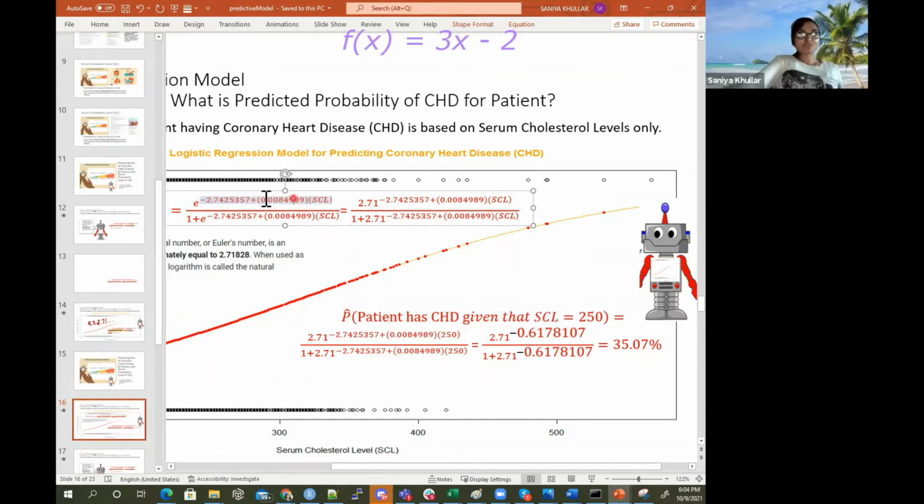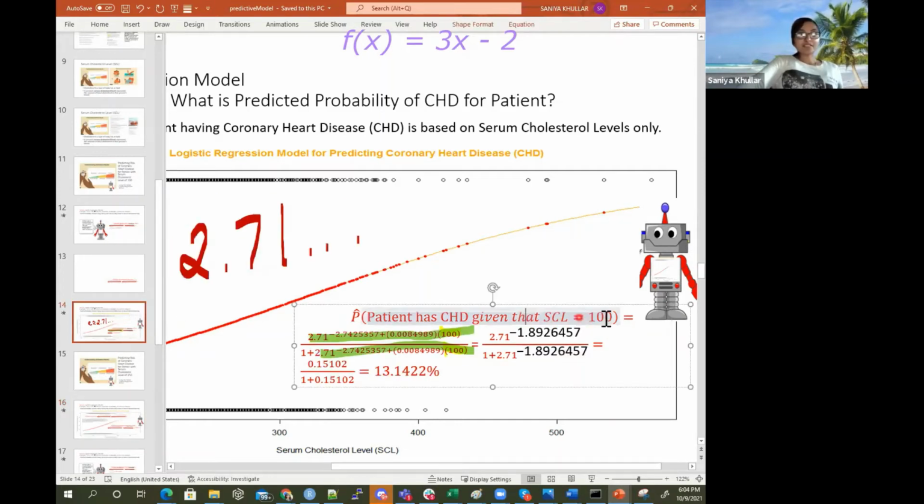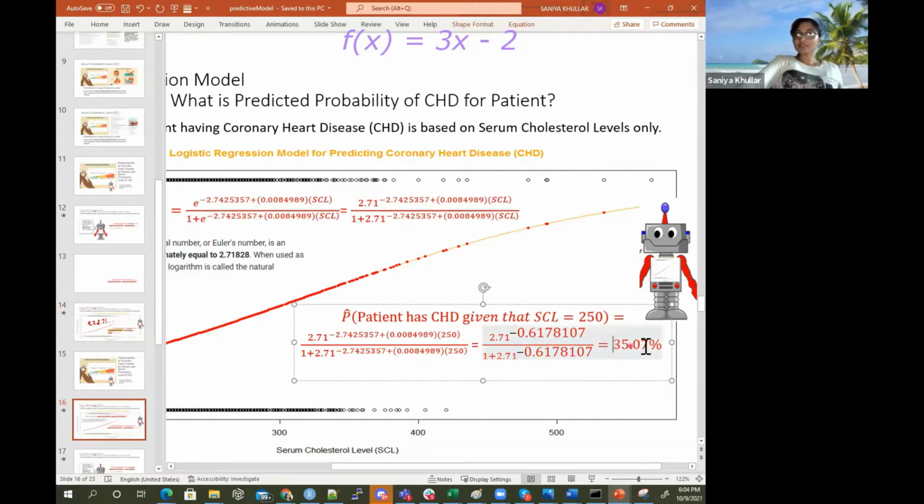So this is serum cholesterol level, and for using that to predict coronary heart disease. And you can see that when it's 250, the risk goes up to 35%. So that's so much higher. Then if my serum cholesterol level is 100, the risk is just 13%. But if it rises by 150, the level rises from 100 to 250, the risk has gone up to 35%. Now, this model may or may not be accurate, right?